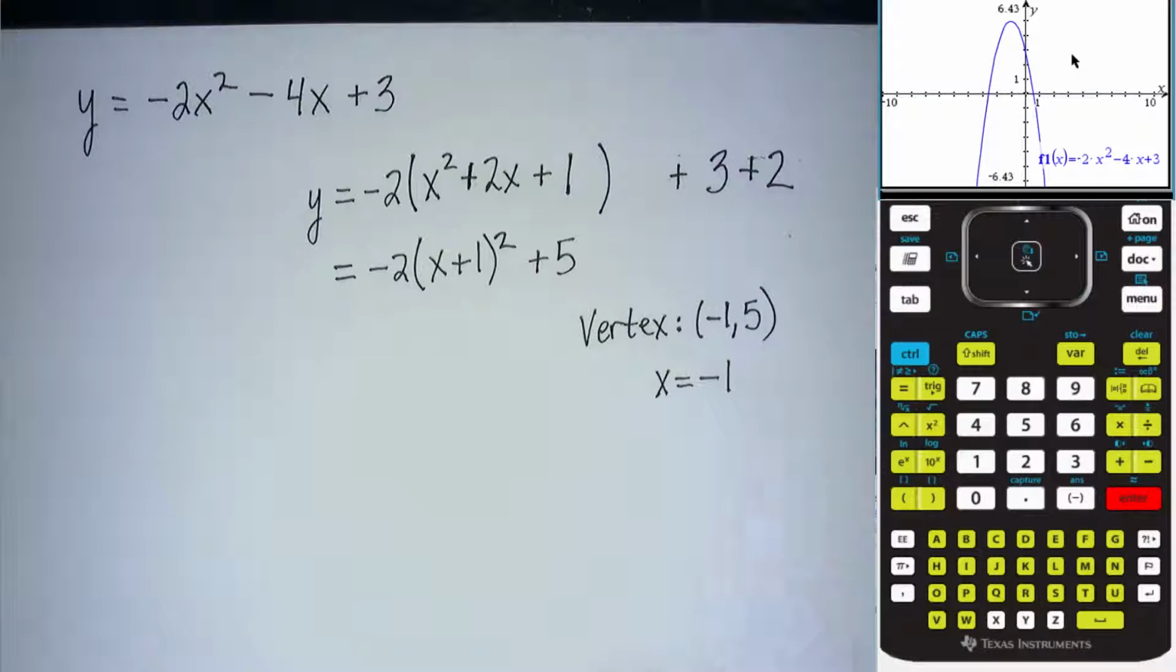And that is how you manipulate these vertex forms of parabolas.